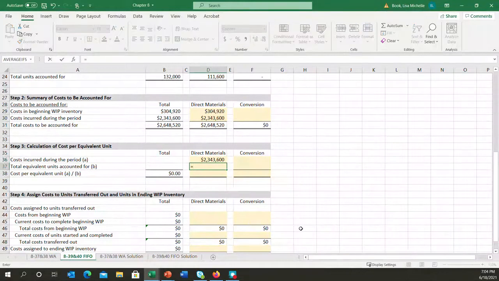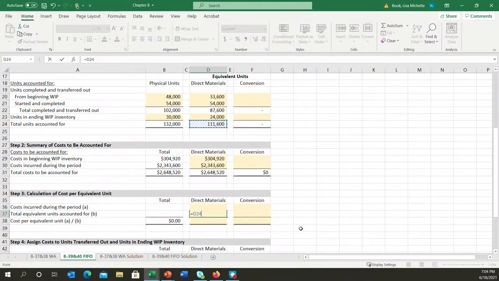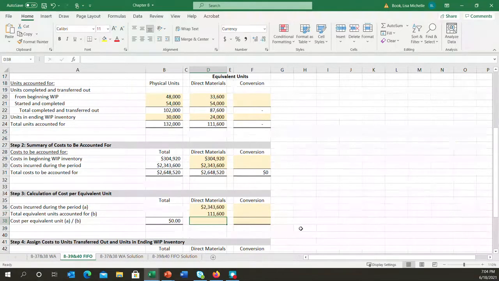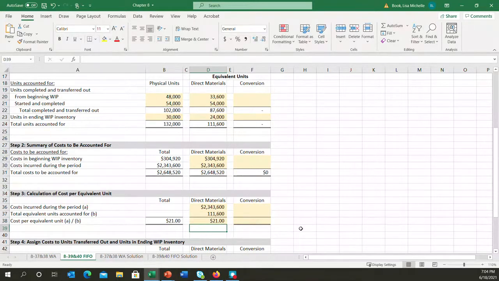Our equivalent units was already calculated up above in our step here as 111,600. And again, it isolated and separated out work done during the current period. So I can pull that amount down. So our cost per equivalent unit is our cost incurred during the period of $2,343,600 divided by our equivalent units for direct material of 111,600. Okay, $21. So that's a different cost per equivalent unit, and we would have expected that because of our layering here.